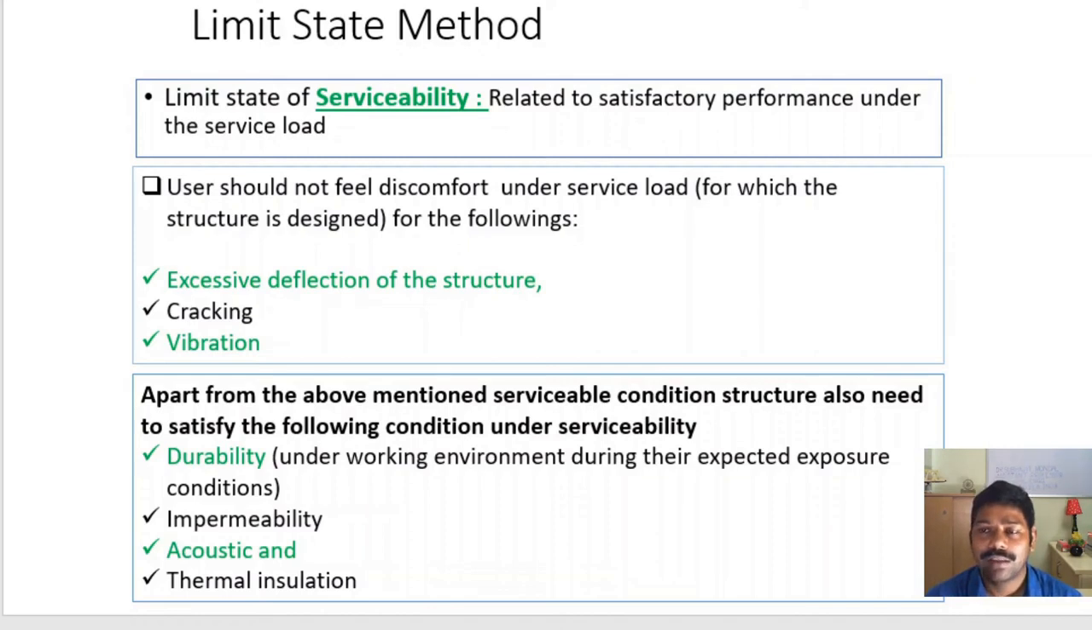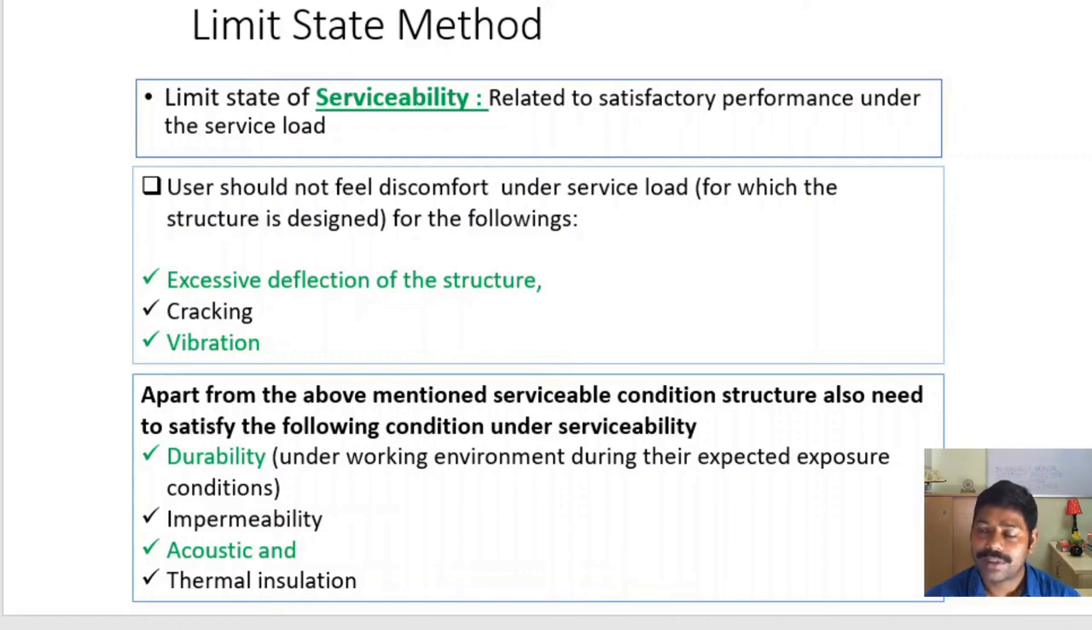Impermeability means there should not be excessive cracks. You will find that due to shrinkage there can be internal cracks, and if the internal cracks join together, then there will be a passage for water leakage. So you should take care while designing. You should take care of the shrinkage part also.